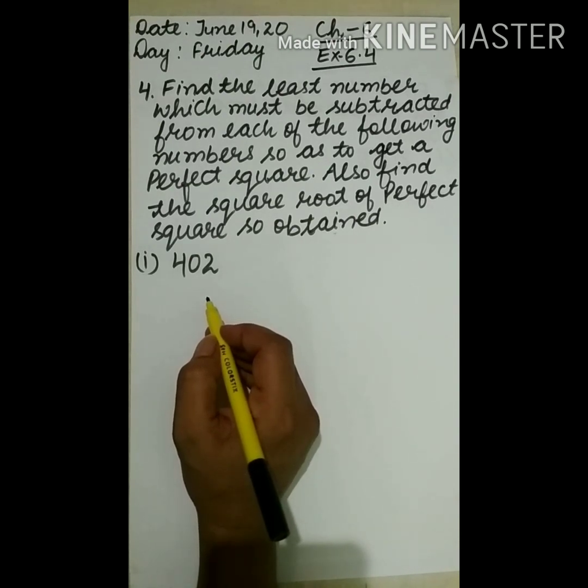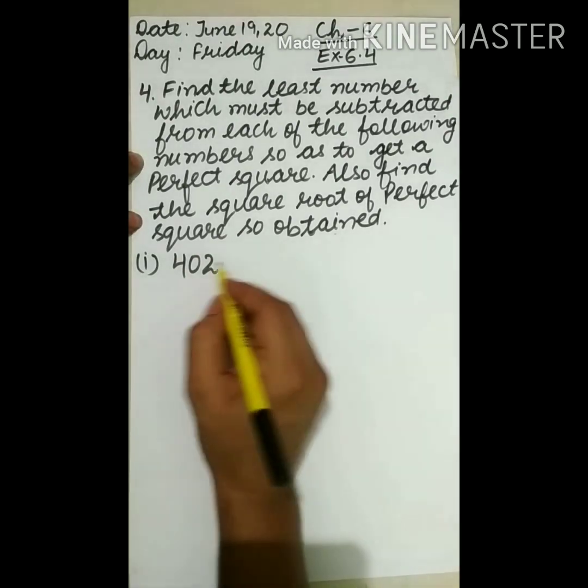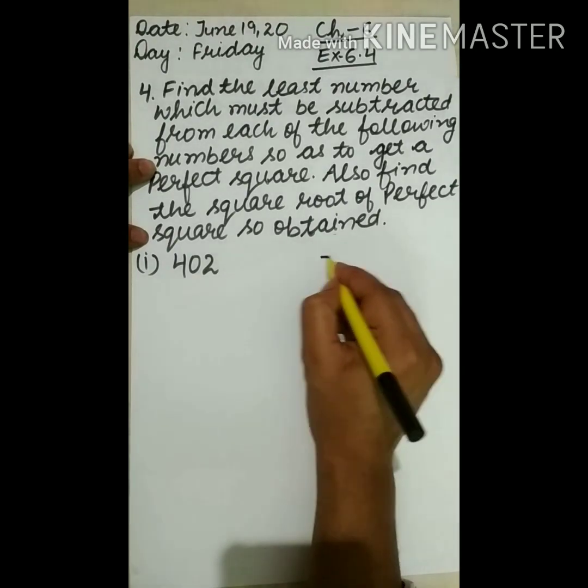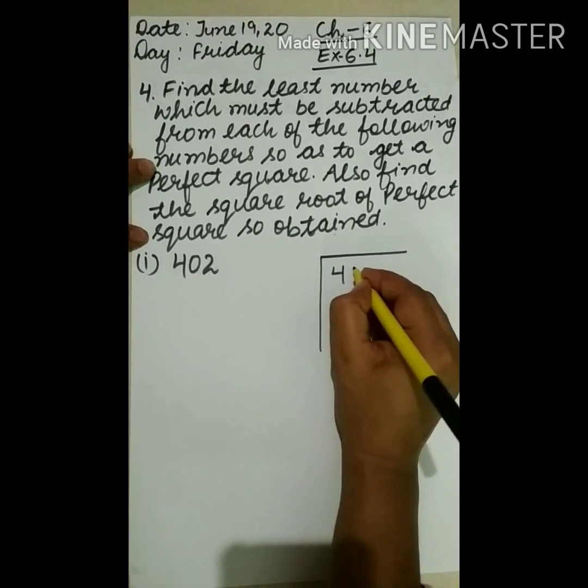Make sure you are very clear: when you need to find the number which should be multiplied or divided, you do the question by the method of prime factorization. But when you want to find the number which should be subtracted or added, then you have to do the question with the division method. Now, I'll use the division method. You know very well how to solve the question by the division method.